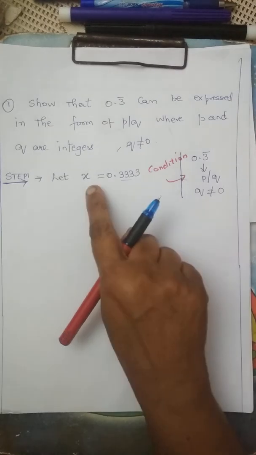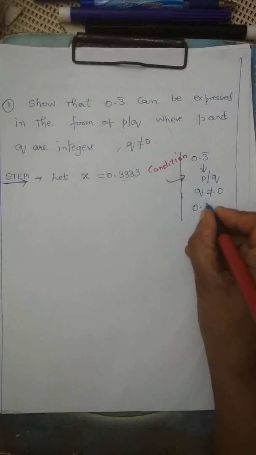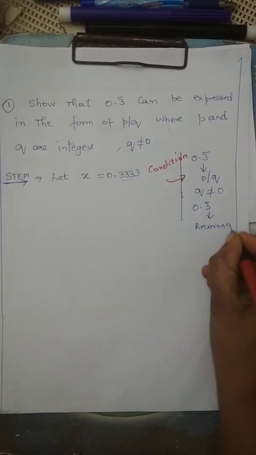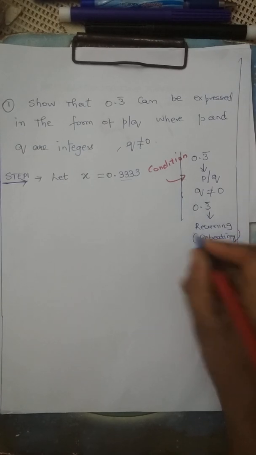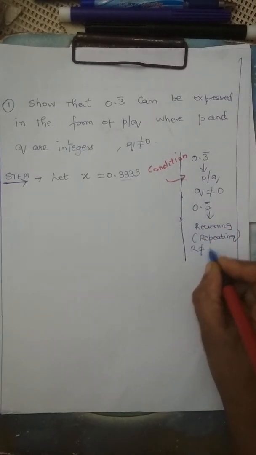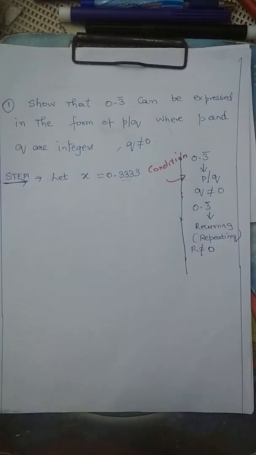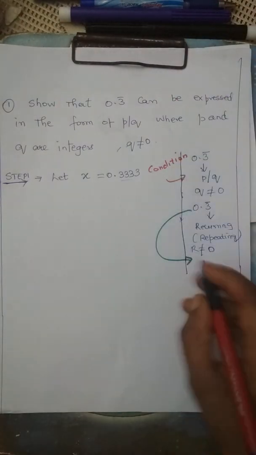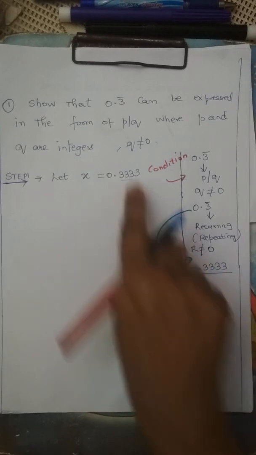Now what is the meaning of this? 0.3 bar means 3 bar, which means recurring. Recurring is also known as repeating. This is a non-terminating recurring rational number, where the remainder will never be 0, and that's why it's recurring. So we can express 0.3 bar as 0.3333. That's how I got this.